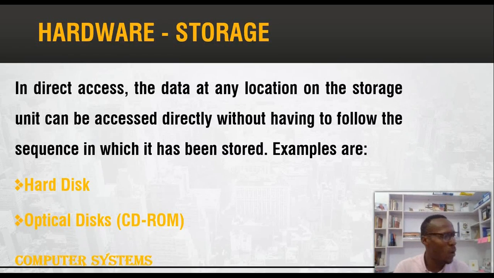For example, on our CD player, if we want to play track 1, just press 1 and it will play. If we want to play track 5, just press 5 and it will play. Unlike in sequential access, whereby we need to play from track 1 to track 2 to 3, 4, 5, 6. So our CD players work with direct access. An example we have there is a hard disk. Another example is our optical disk, which is our CD.